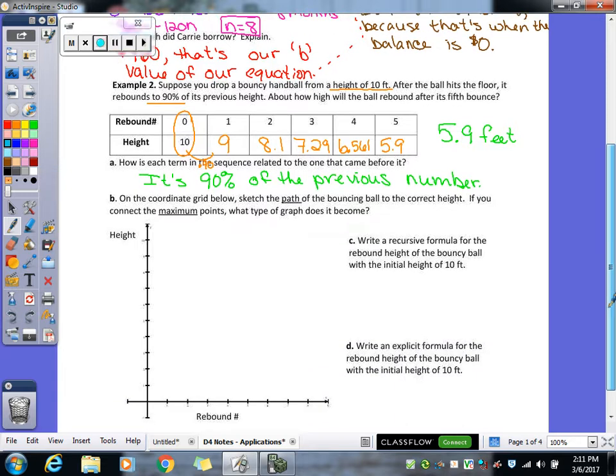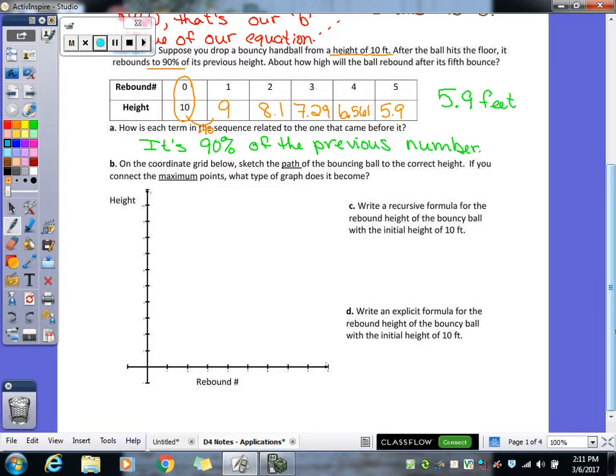So down here, on the coordinate grid below, sketch the path of the bouncing ball to the correct height. If you connect the maximum points, what type of graph does it become? All right, so let's see here. We already got our numbers on here: 1, 2, 3, 4, 5, 6, 7, 8, 9, 10. So at time 0, we had 10. And then we're going to go to 1, 9, 2, 8.1, 3 is 7.29, 4 is 6.5-ish, 5 is 5.9.